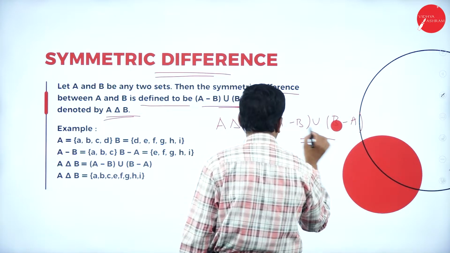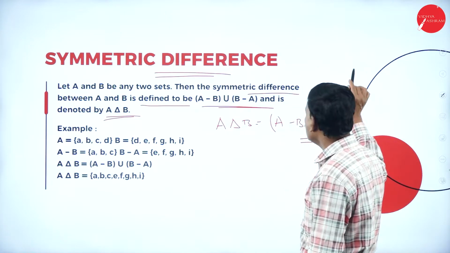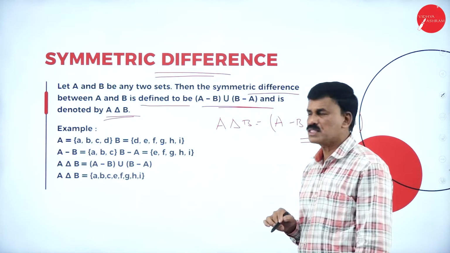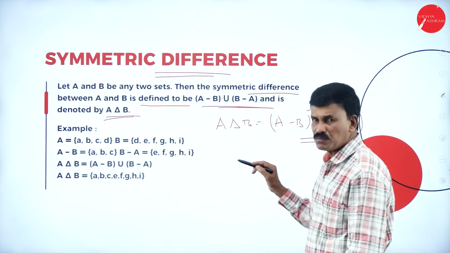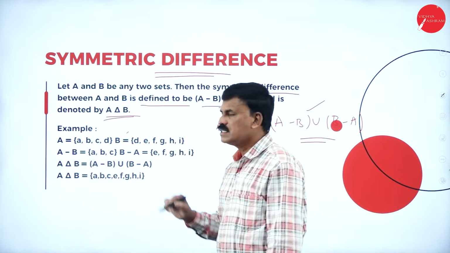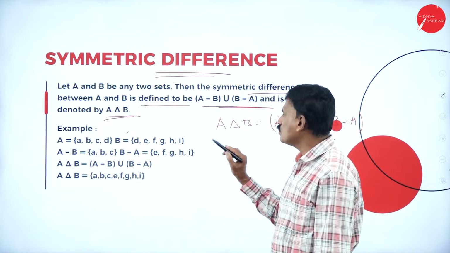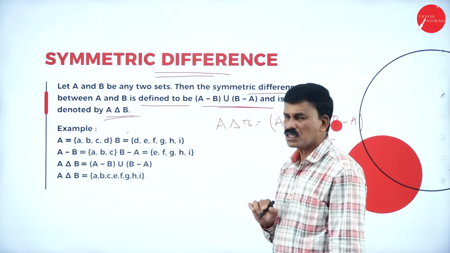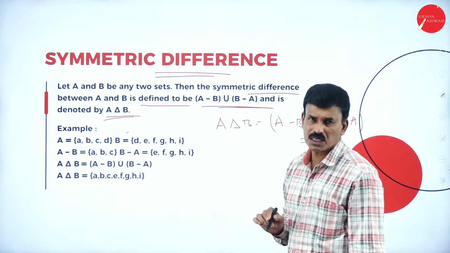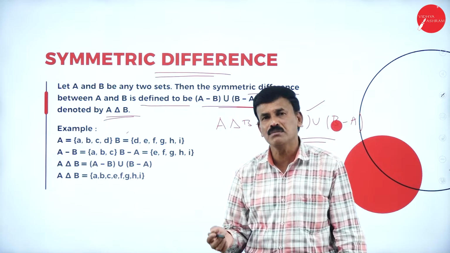A union B minus A intersection B, which is (A minus B) union (B minus A), is called the symmetric difference between the two sets A and B. Now let us come to a small example. Let us consider A equal to {a, b, c, d} and B equal to {d, e, f, g, h, i}. These are two sets. Now find out the difference. First find out A minus B and B minus A.